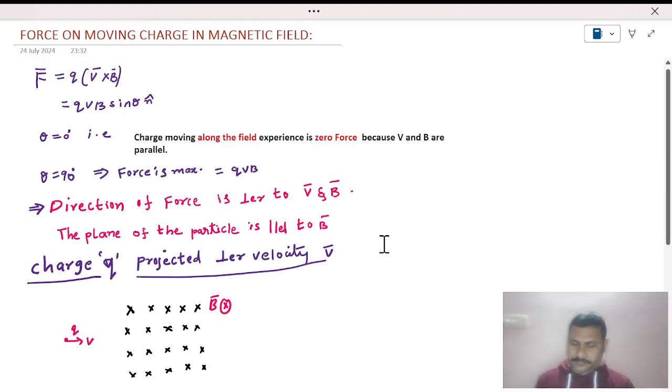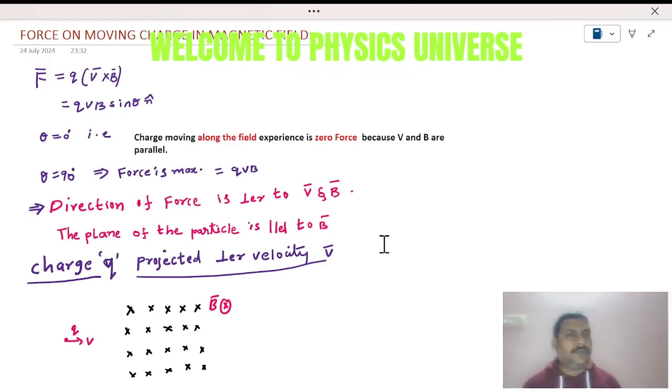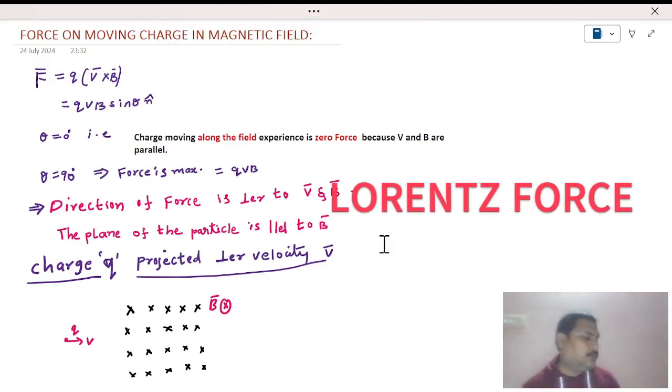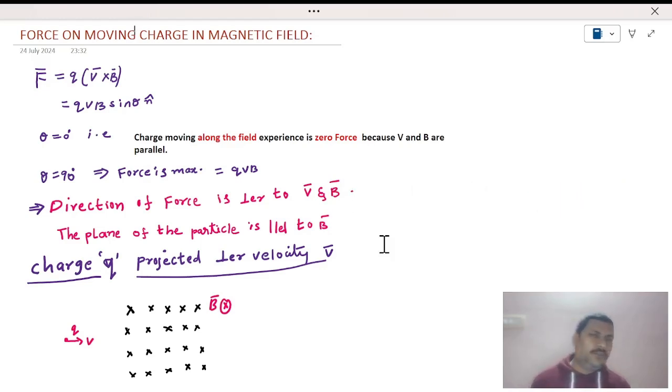So welcome back, guys. Today my topic is force on a moving charge in a magnetic field. Here I am directly explaining the formula, so I'm not deriving how it comes. The force on a charged particle is F equal to Q into V bar cross B bar.